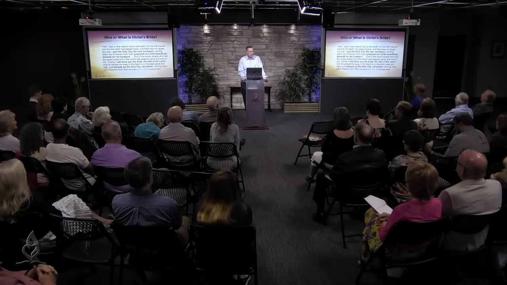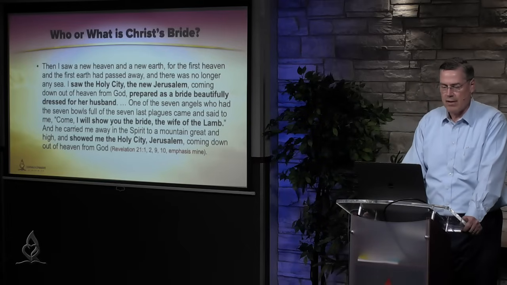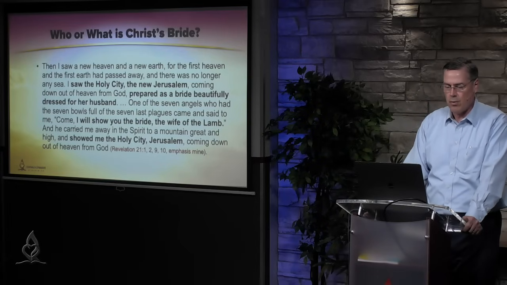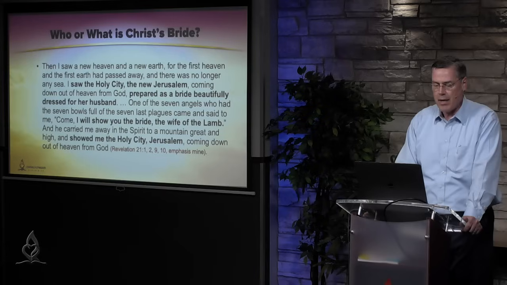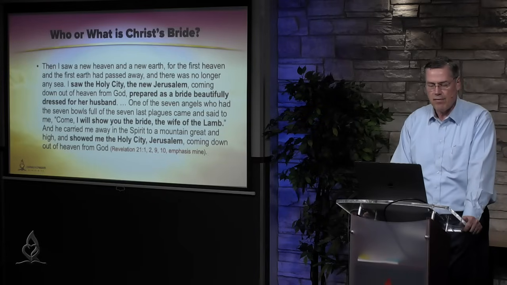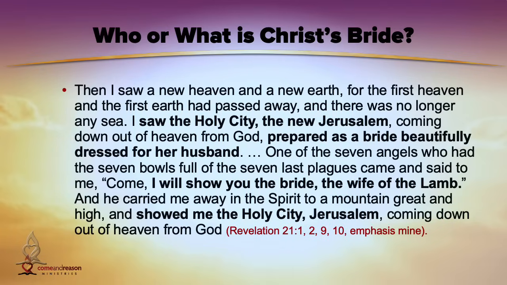In Revelation 21, keep going. Then I saw the new heaven and the new earth, for the first heaven and the first earth had passed away, and there was no longer any sea. I saw the holy city, the New Jerusalem, coming down out of heaven from God, prepared as a bride, beautifully dressed for her husband. One of the seven angels who had the seven bowls full of the seven last plagues came and said to me, come, I will show you the bride, the wife of the Lamb. And he carried me away in the spirit to a mountain great and high and showed me the holy city, Jerusalem, coming down out of heaven from God.